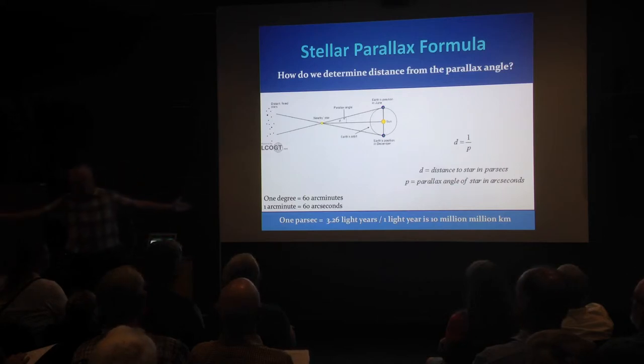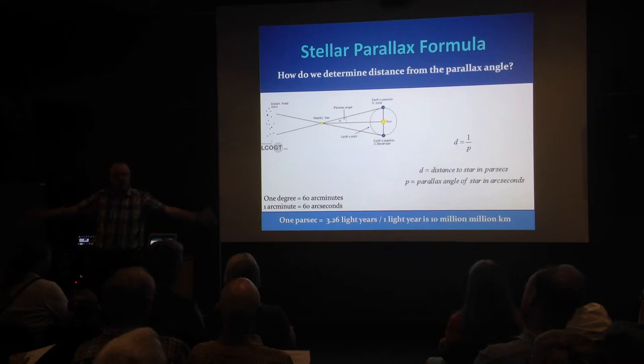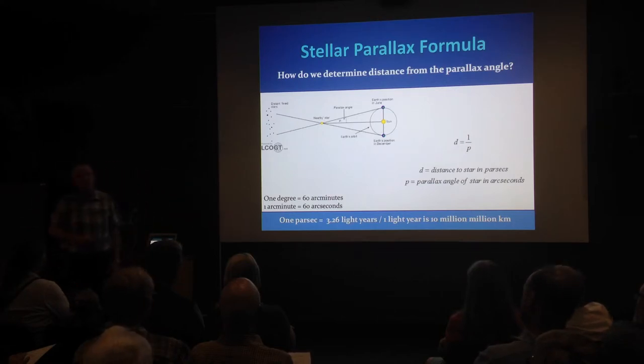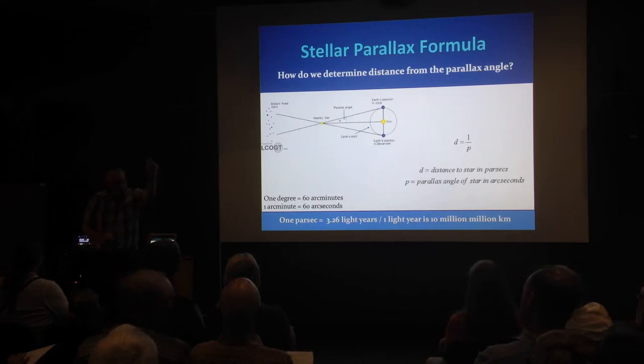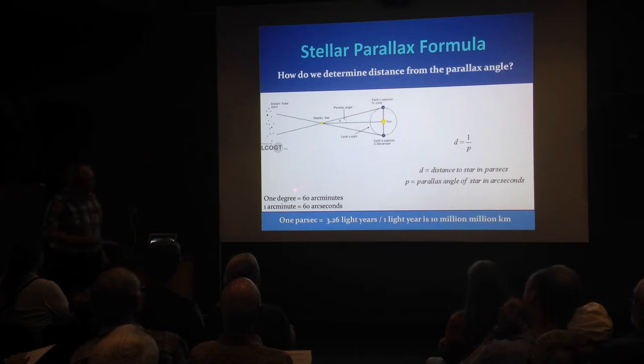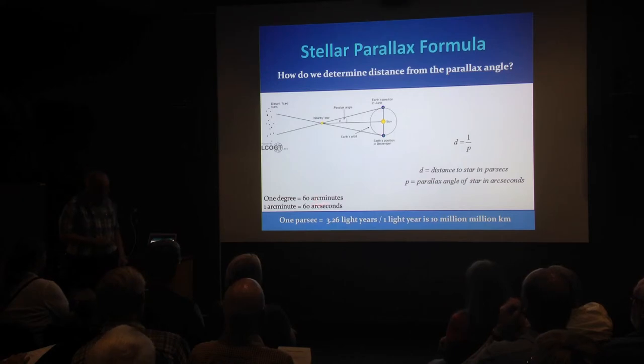You realise the sky is 360 degrees right round, so you split that up into degrees. And to give you an idea how much is a degree in the sky, a full moon is about half a degree in the sky. So a degree is about yay big, at half a moon. So that's a degree. And then they split a degree into 60 arc minutes. And then each arc minute, they split into 60 arc seconds.